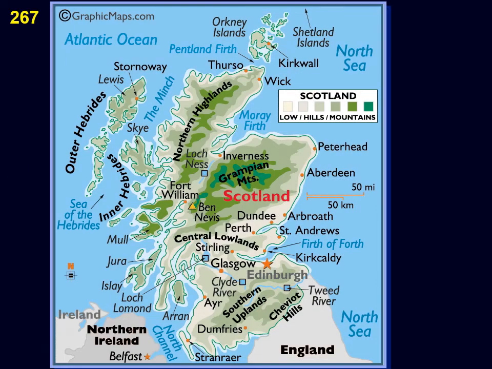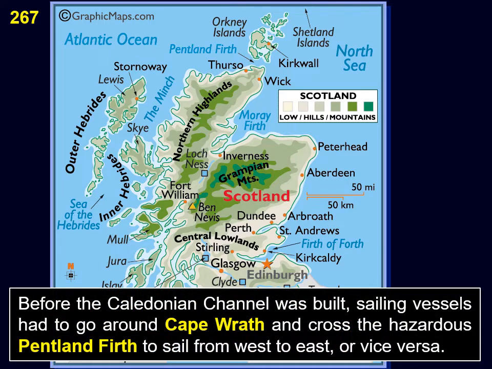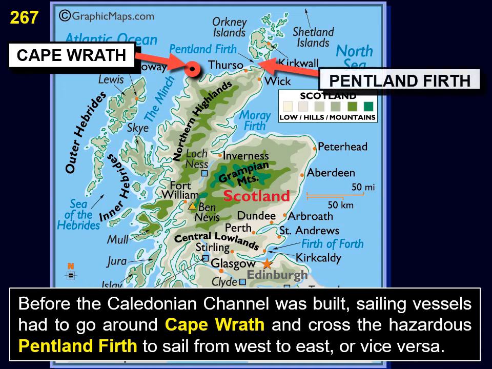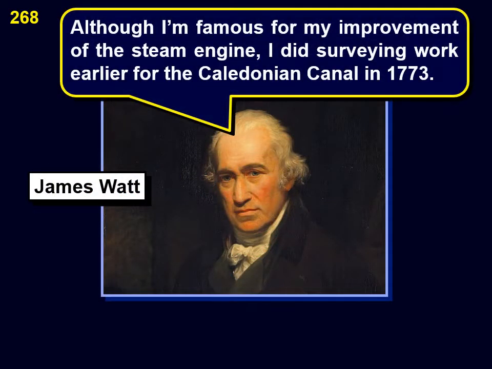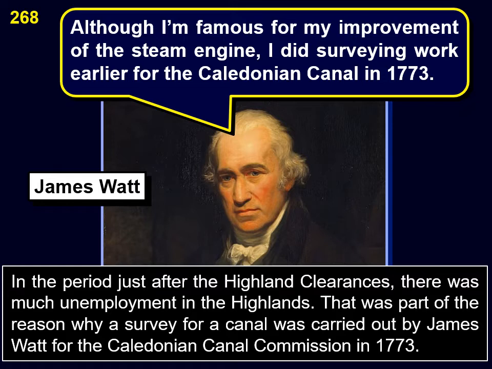Before the Caledonian Canal was built, sailing vessels had to go around Cape Wrath and cross the hazardous Pentland Firth to sail from west to east, or vice versa. In the period just after the Highland clearances, there was much unemployment in the Highlands. That was part of the reason why a survey for a canal was carried out by James Watt for the Caledonian Canal Commission in 1773.